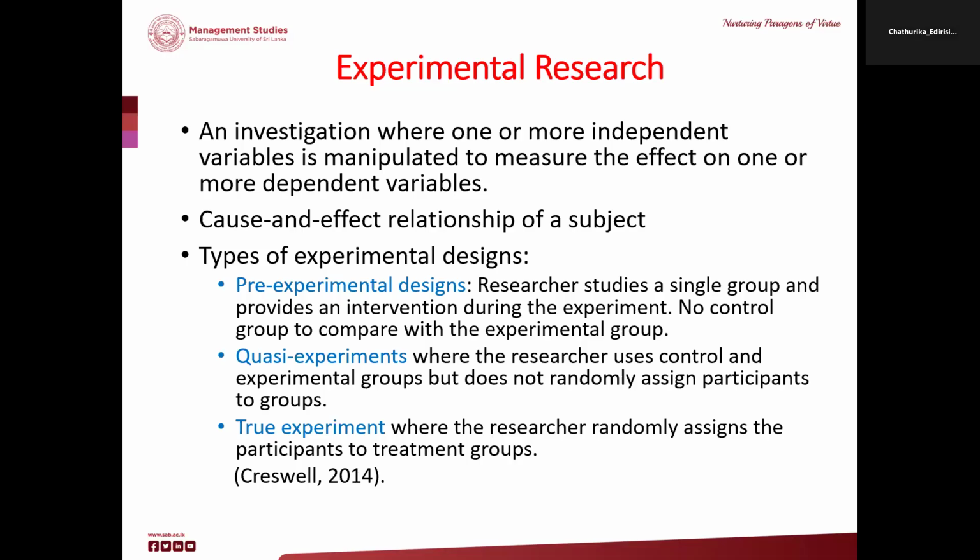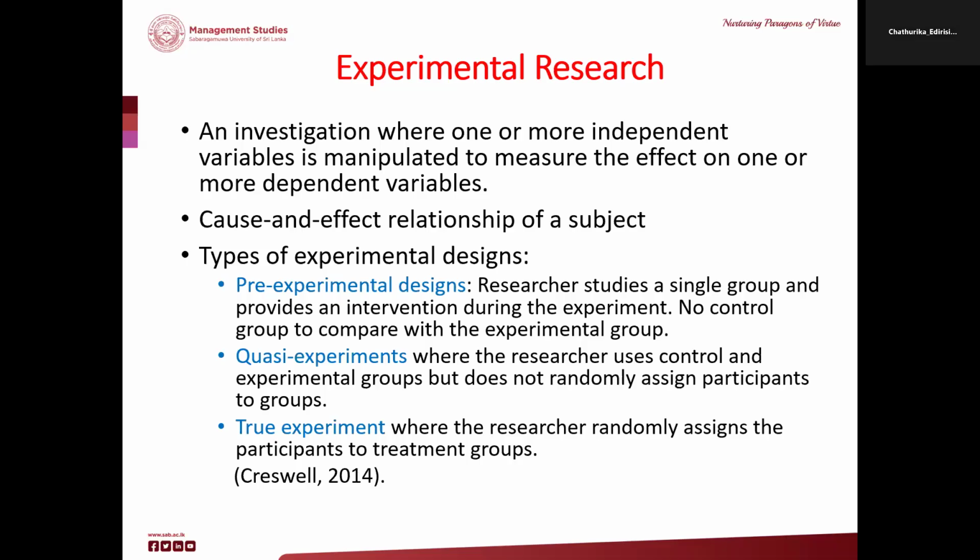So in a true experiment, the researcher randomly assigns the participants to the treatment groups. So this has the highest validity. As I stated, we can see there are three experimental designs: pre-experimental design, quasi-experimental design, and true experimental design. The best is the true experimental design, because all the participants have an equal opportunity to be selected for the sample.